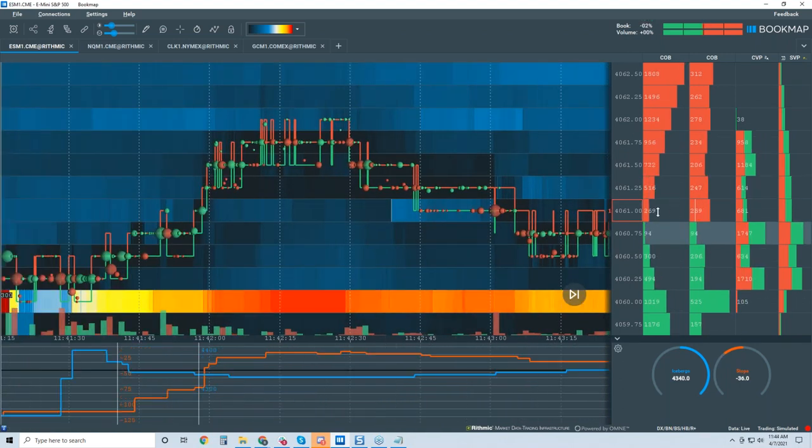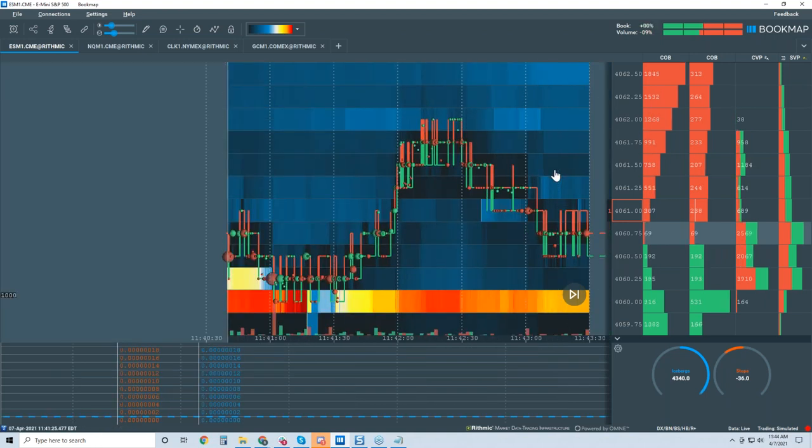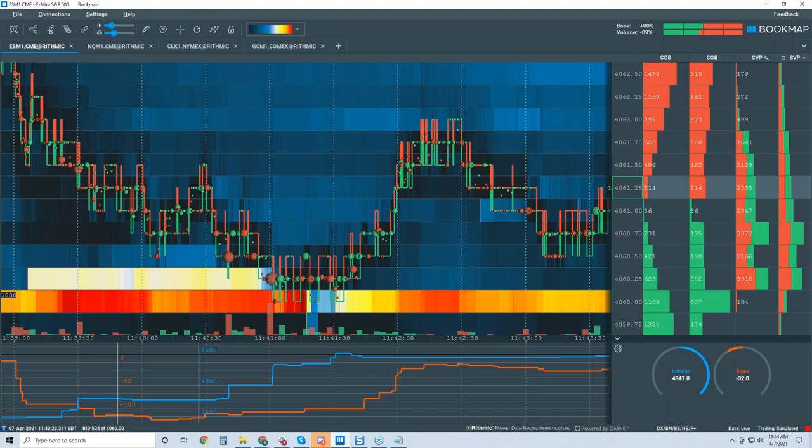So 269 here at 61. Then we have 516 at 61 and a quarter. Add these two together, you get 722. 722 plus the next level, you get your 956. So it continues to add up like this, and that's the way Joseph has it set up. That's one of them.